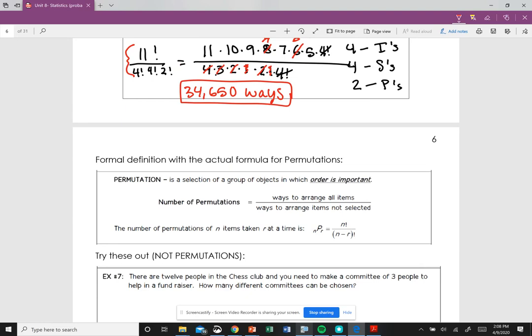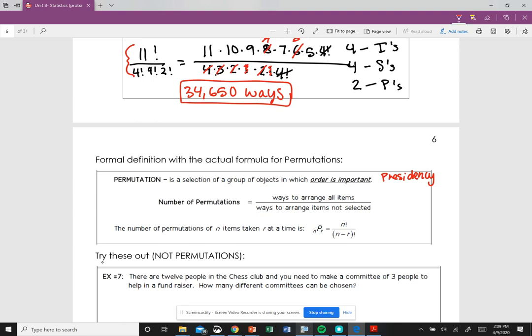So a permutation is a selection of a group of objects in which order matters, or order is important. This is something like a presidency. Okay, so the number of permutations is the number of ways to arrange all the objects. So this was like our 11 factorial. And then on the bottom is ways to arrange the items not selected, or in order to get rid of copies. Okay, so this is the actual thing.